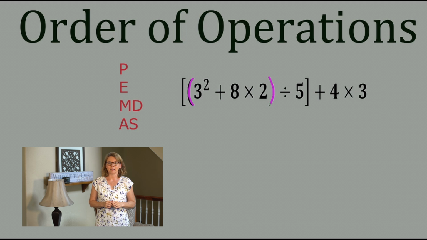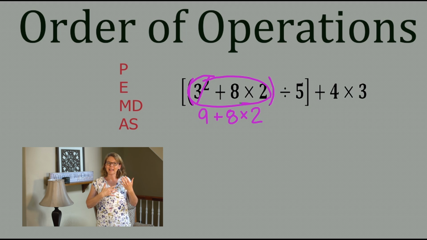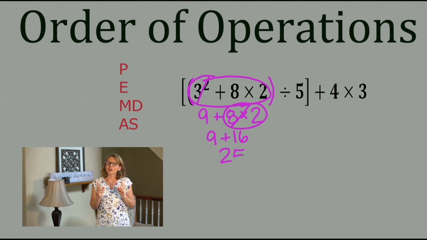The inner parentheses has 3 squared plus 8 times 2 here. I'm going to circle it and figure out what it equals. Order of operations tell me to do the exponents first, 3 squared. 3 times 3 equals 9, so that part equals 9. Plus 8 times 2. I have to multiply next. 8 times 2 equals 16. I get to do the addition to finish this parentheses up. 9 plus 16 equals 25. That inner parentheses equals 25.